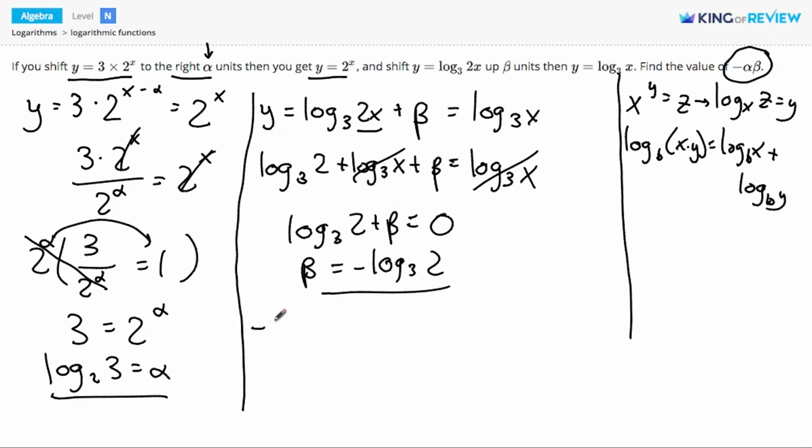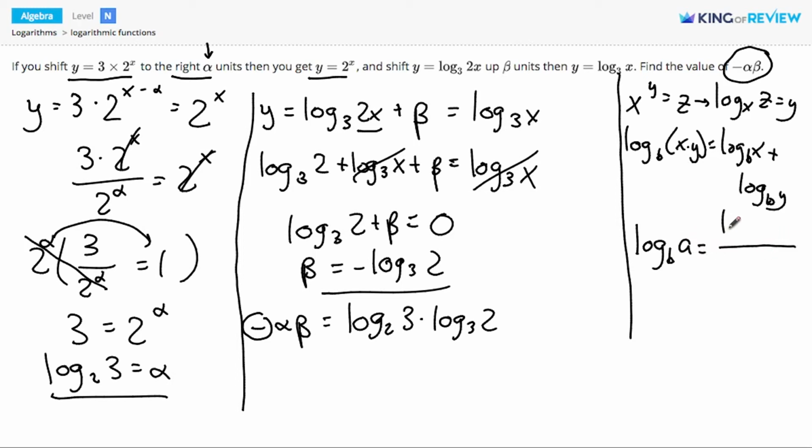Now let's try to find negative alpha times beta. Beta is negative, alpha is positive. When I multiply those, I'll get a negative, but this negative turns it back into a positive. So I will have positive log base 2 of 3 times log base 3 of 2. It's hard to multiply logs that have different bases, so let's use the change of base formula. If I have the log base b of a, and I'd rather use a base of, let's call it c, I can use this formula: the log base c of a over the log base c of b. I don't really know what base would be easier in this problem, so let's just pick log base 10.